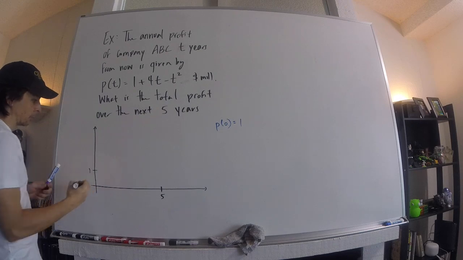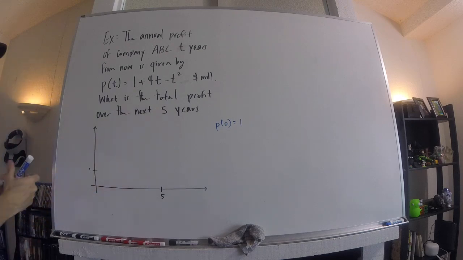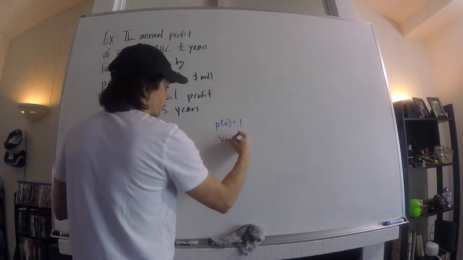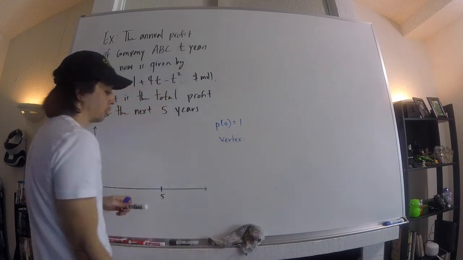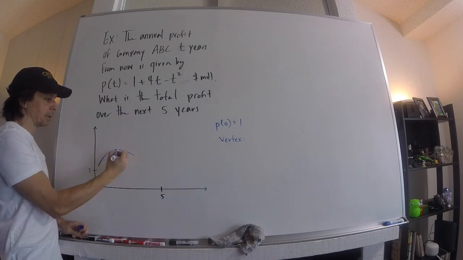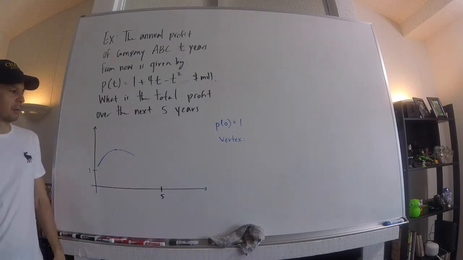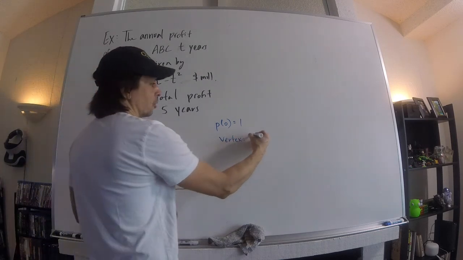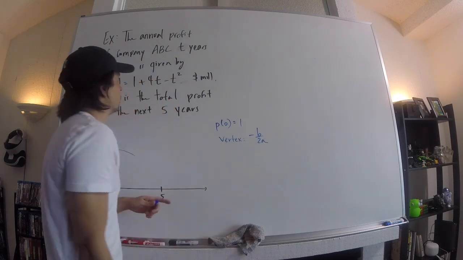So at the start, it's making about $1 million per year. That's your y-intercept. Where's your vertex? Vertex, you can do completing the square. You could do derivatives. You could find your local max. Yeah, let's do that. I was going to say we could do also the negative b over 2a. Let me do that too.